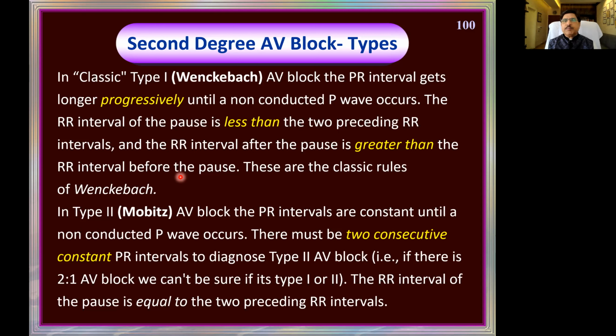What is the difference between them? In the AV block which is type 1, the PR interval gets progressively longer until a non-conducted P wave occurs. Understand? The PR interval goes on increasing until one QRS complex is dropped. The RR interval of the pause is less than the two preceding RR intervals. Lot of English. You have to go to the graph to understand that. The RR interval after the pause is greater than the RR interval before the pause. Again, lot of English. So let us see that; these are the classical rules of Wenckebach.